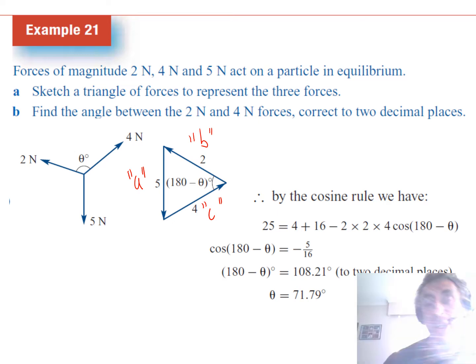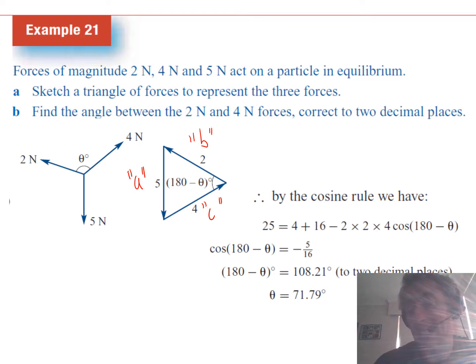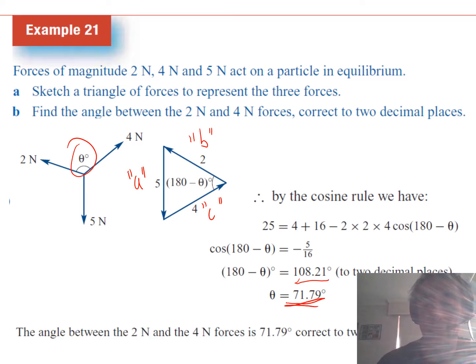So cos of 180 minus theta is 25 minus 4 16 plus 4 minus 25 divided by 2 times 2 times 4, and it leads us to that answer. Negative, clearly an obtuse angle. That obtuse angle turns out to be 108 degrees, but then the actual angle between the two forces as related to the original force diagram will be the supplement of that, pretty close to 72 degrees.